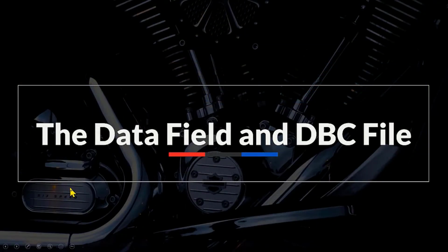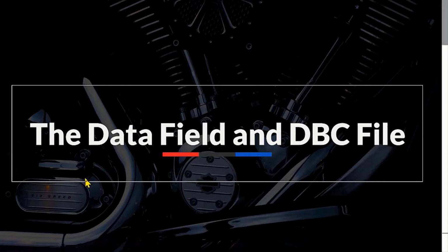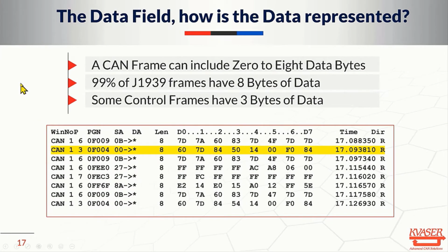This is the applications layer stuff. We've got to talk about the DBC file in order to understand that. So CAN frames can include anywhere from 0 to 8 data bytes in classic CAN frames. The large majority of J1939 frames are 8 data bytes. You'll see some control frames that are 3 data bytes. We've already seen one of those. We analyzed the request message, which is a 3 data byte message.